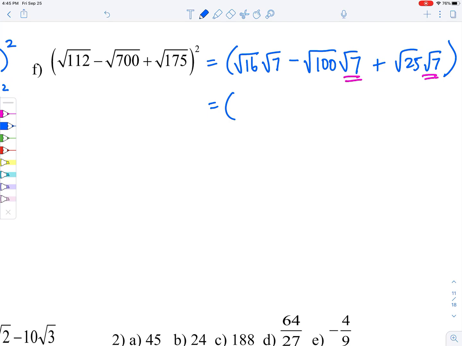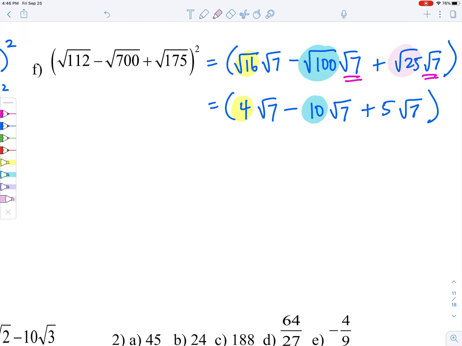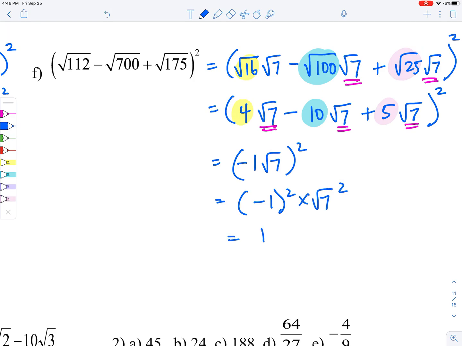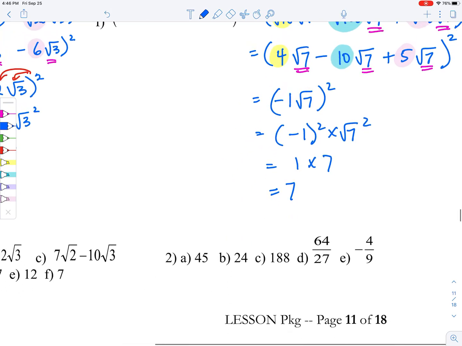I'm going to simplify all of those. So root 16 is 4 root 7s. Minus root 700, which is 10 root 7s. Plus root 175, which is 5 root 7s. They all have the same radicand of root 7. So if I have 4 root 7s take away 10 root 7s, that's minus 6 root 7s plus 5 gives me, oh, this whole thing was still squared. Sorry about that. So that's minus 1 root 7 squared, which would be, oh, weird one, minus 1 squared times root 7 squared, or just 1 times 7, with a final answer of 7.